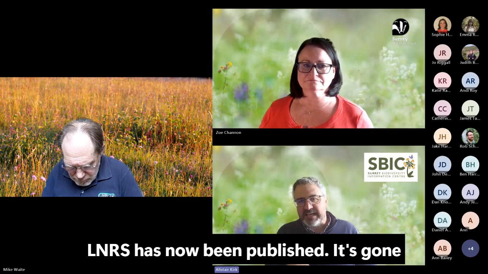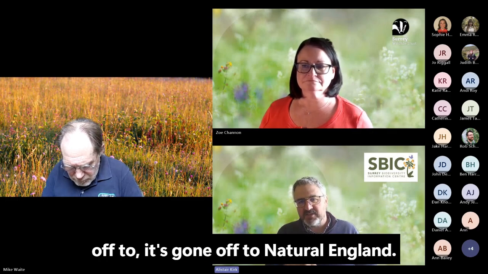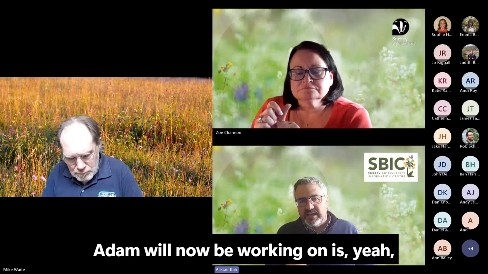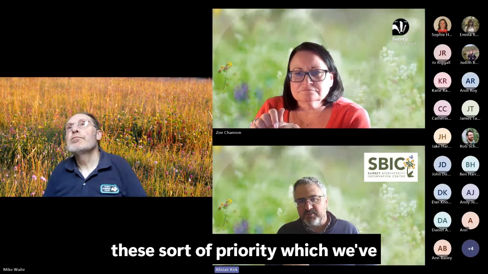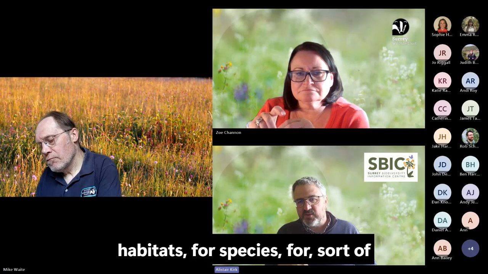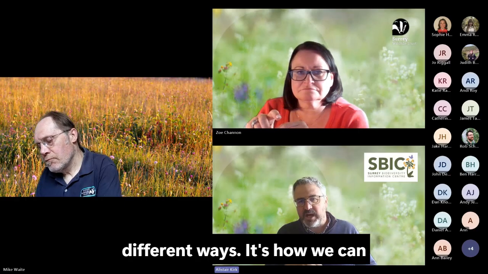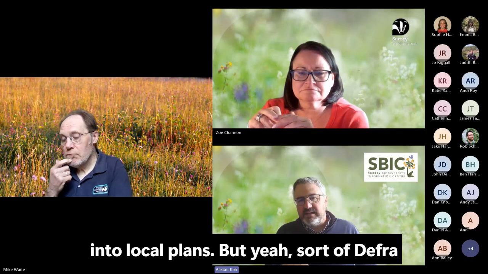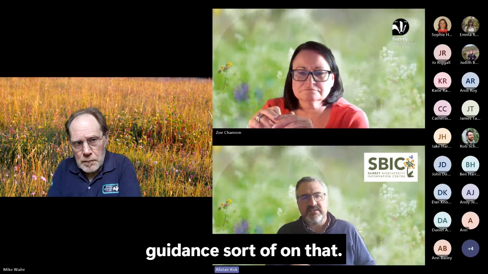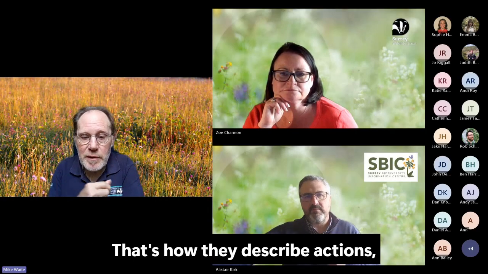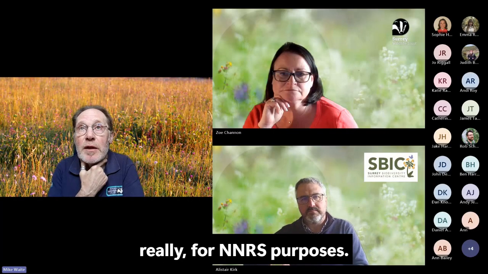So the LNRS has now been published. It's gone off to Natural England, it's gone off to DEFRA, and one of the things that Adam will now be working on is that we now have these priorities which we've identified for habitats, for species, for action on the ground in a whole range of different ways. It's how we can incorporate that into local plans. But DEFRA have provided detailed guidance on that. Certainly the high level measures, that's how they describe actions for LNRS purposes.